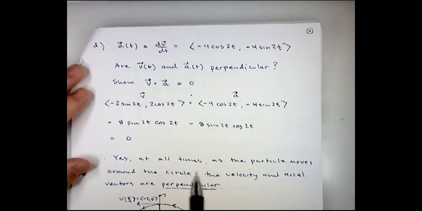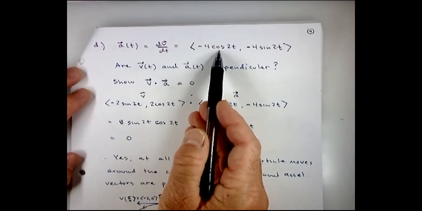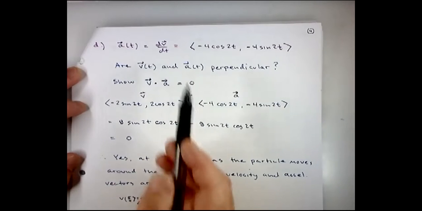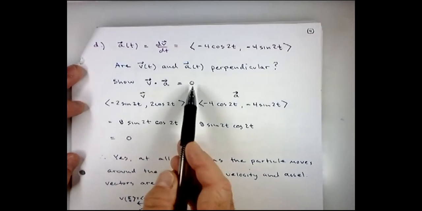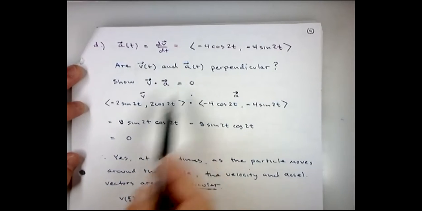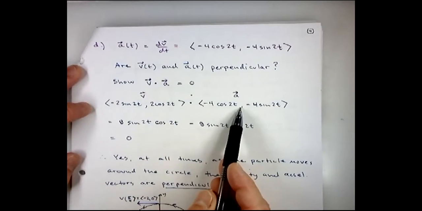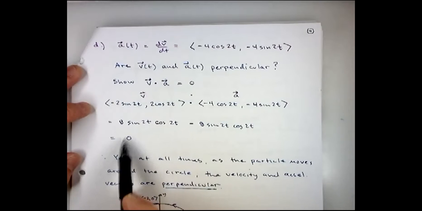And then another question that was asked was whether the acceleration vector was perpendicular to the velocity vector. So my acceleration is the derivative of my velocity vector, which is right here. Recall from chapter 12, how do you tell if two things are perpendicular? Their dot product should be 0. So if I do the dot product of my velocity vector with my acceleration vector, sure enough, I end up getting 0.